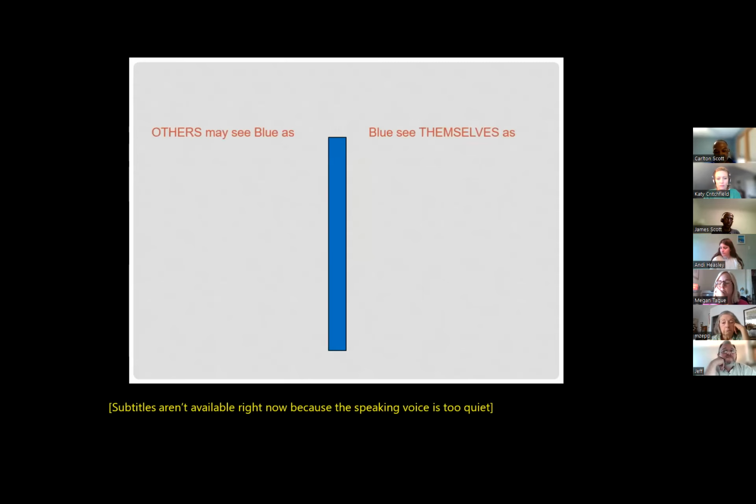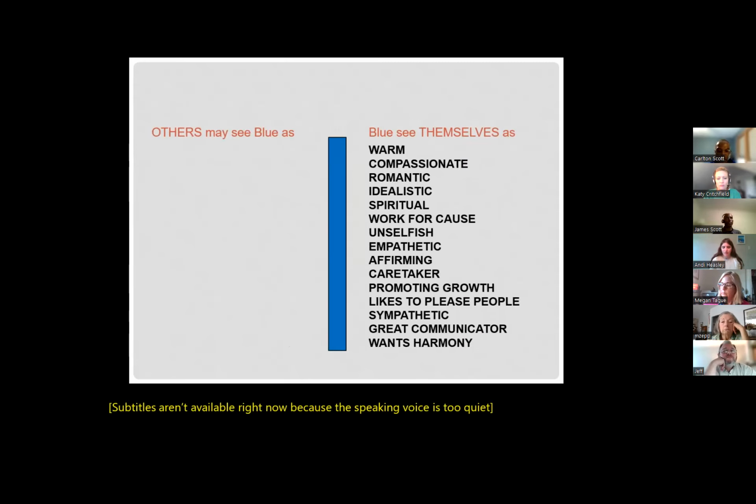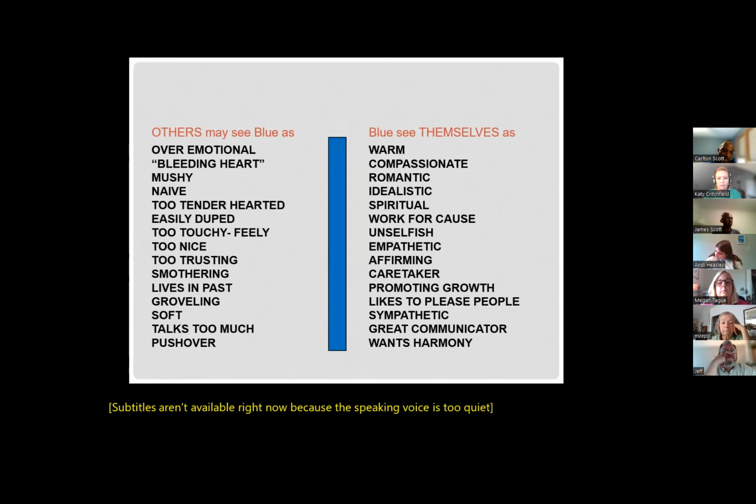Okay, and finally, blues. Blues see themselves as warm, compassionate, romantic, idealistic, spiritual, working for a cause, unselfish, empathic, affirming, a caretaker, promoting growth, likes to please people, sympathetic, great communicators, and wanting harmony. Others may see blue as over-emotional, bleeding heart, mushy, naive, too tender-hearted, easily duped, too touchy-feely, too nice, too trusting, smothering, living in the past, groveling, soft, talks too much, pushover. Once again, adjectives that some of us may have heard or seen in the past.